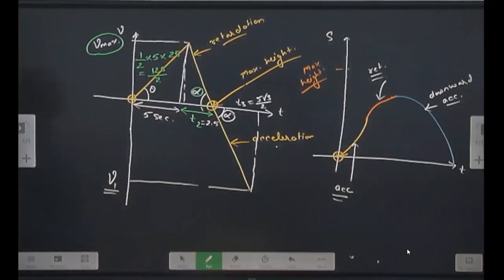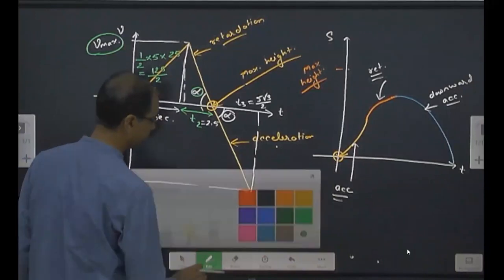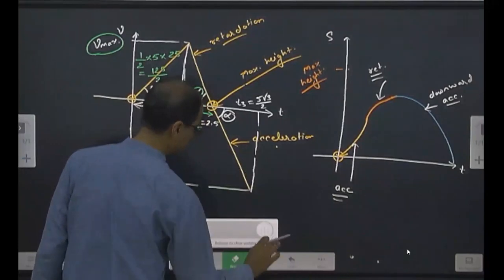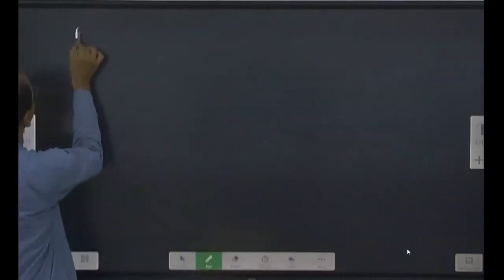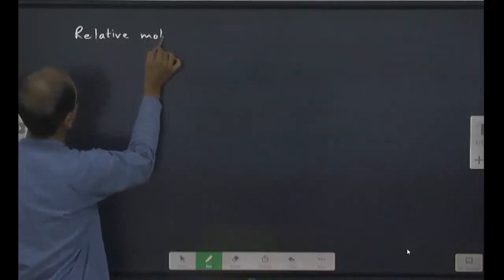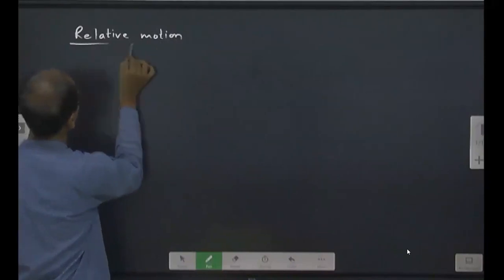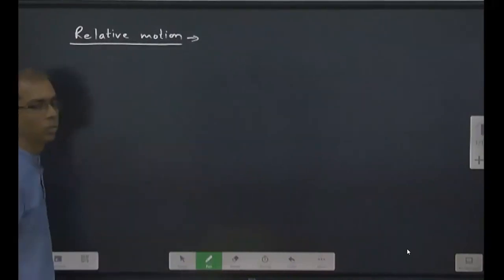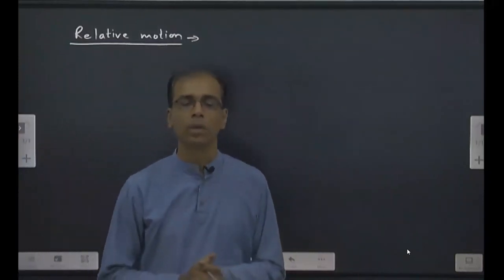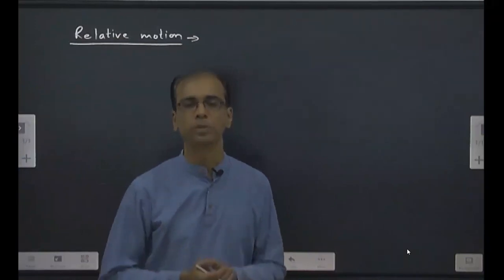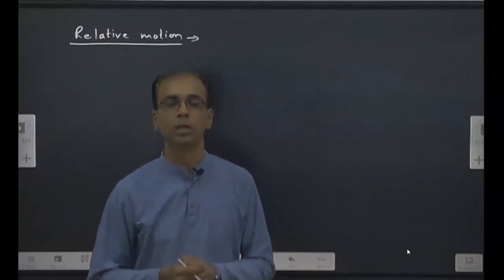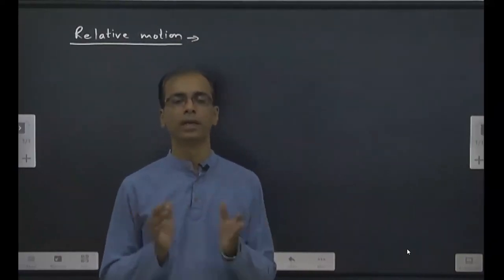Okay. Put now the next heading as relative motion. What is relative motion? Relative motion means comparison of motion of two objects with each other. We are going to compare the displacement of two objects. We are going to compare the velocity of two objects. We are going to compare the acceleration of two objects while in motion. It is called relative motion.